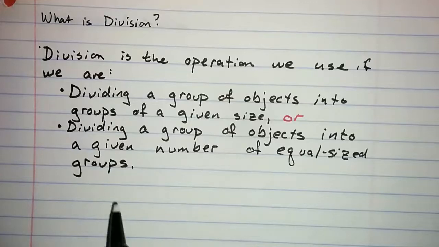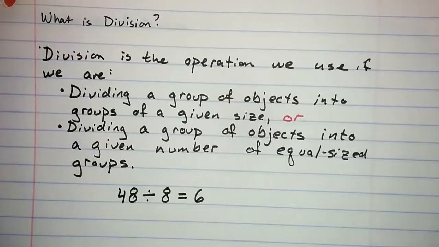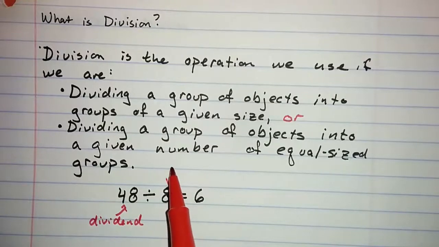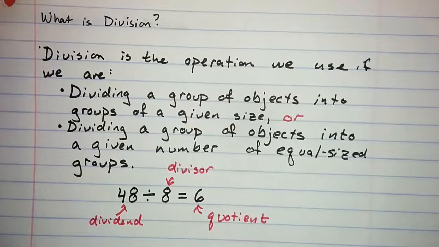Here's a division sentence. 48 divided by 8 equals 6. Now, like in all the other operations, these numbers have names. 48 is the dividend, 8 is the divisor, and 6 is the quotient. Especially divisor and quotient are terms that you should definitely remember. Dividend we will also actually use quite a bit.